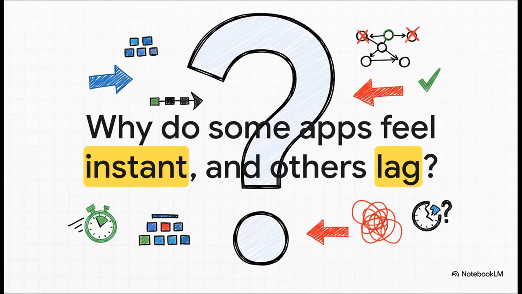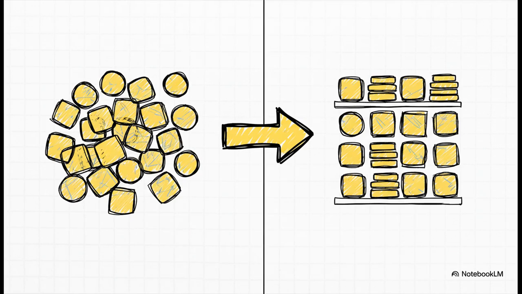I mean, we've all been there, haven't we? You tap a button on an app, and it's instant. Then you do the same thing in another app, and you get the dreaded loading spinner. What is going on there? Is it just better code? Well, not quite. So here it is, the big secret.